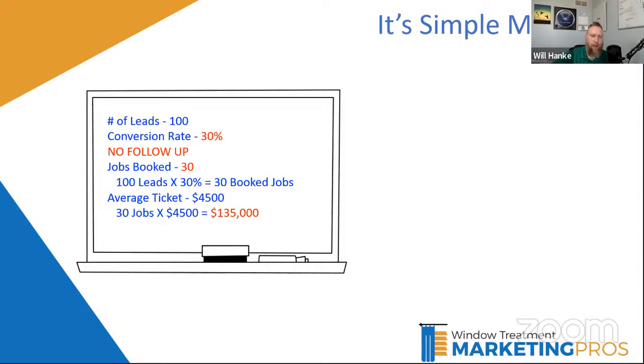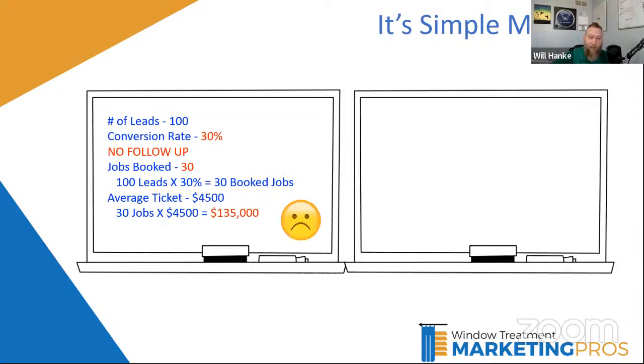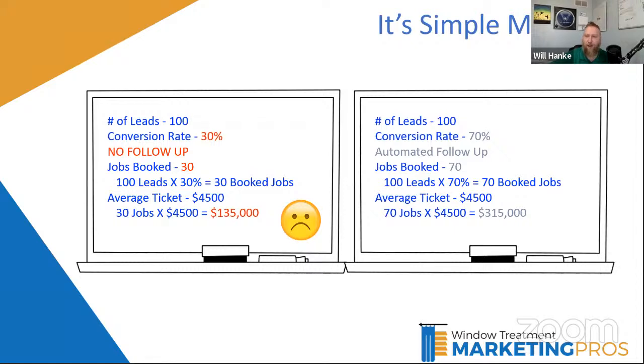So these are just some examples, but if you had 100 leads coming in and maybe you're able to convert 30% of them now, if the average value is 4,500, then you're looking at 135 grand in revenue, which is okay, right? I mean, that's a good number. That's 1.5 million a year or more.